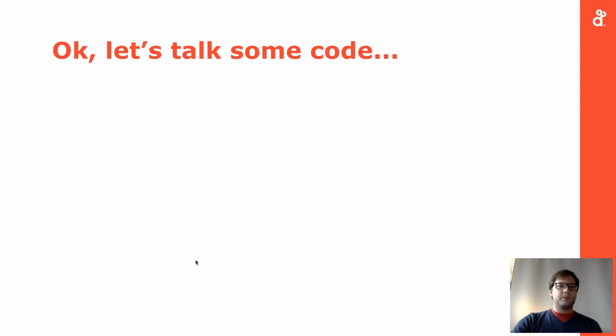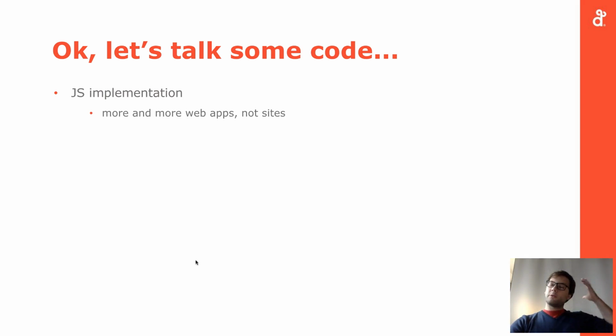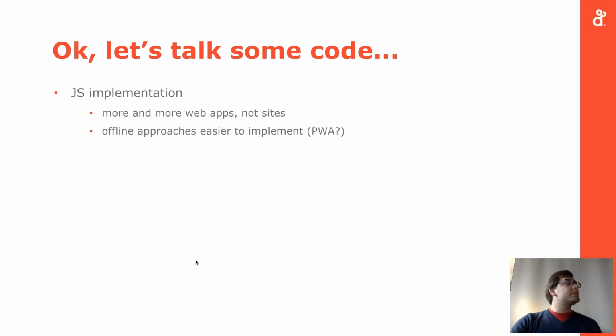So let's talk some code. Right, we are going to do a JS implementation because more and more we are building web apps, not websites, meaning that the user is going to stay longer on a specific page and do more stuff there. And it's a lot easier to implement an offline approach, right? Somebody mentioned PWA. And I think it's finally time for some structure in our JS code because now we have a lot of spaghetti code and it doesn't turn out well when it needs to be maintained.